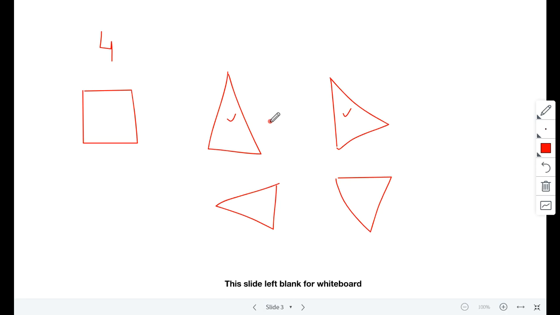Okay. So order four, what does that mean? It means when you rotate it 4 times. If you rotate it one time, it still looks the same, but when you rotate it 2 times, 3 times, 4 times, it doesn't look the same. That means it has a rotational symmetry of order 1.